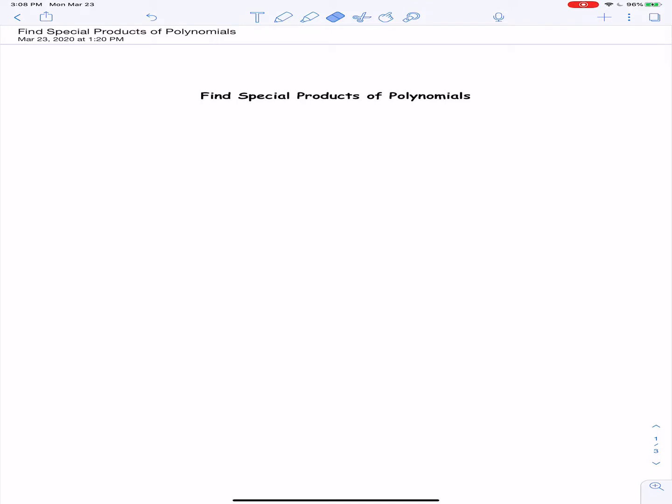So hopefully up to this point, you guys know how to do the double distribution of polynomials or the FOIL or whatever, the Punnett square, whatever method is easiest for you to use. So today I want to talk about some special products of polynomials and their patterns that you're going to use so that you don't have to do the FOIL method.